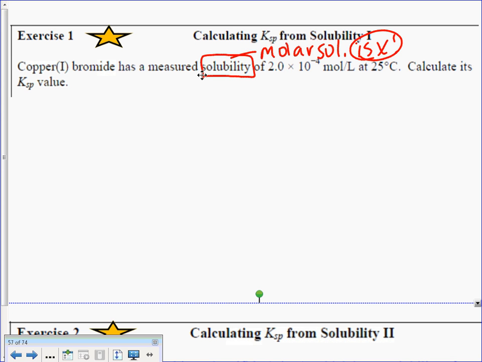And so if you're ever wondering what the heck to do with this number, see if it's going to serve that purpose of x. Copper(I) bromide has a measured solubility at 25 degrees C. The 25 degrees C is just a standard condition always given. It's not really important right here. Calculate its Ksp value. Its Ksp value is going to be based off first writing its BCE and expression. So what is the BCE for the dissolution of copper(I) bromide? Start me off. It's always the same theme, the way it looks.